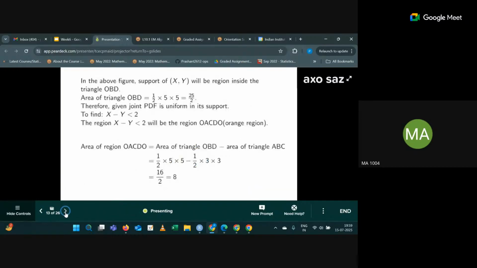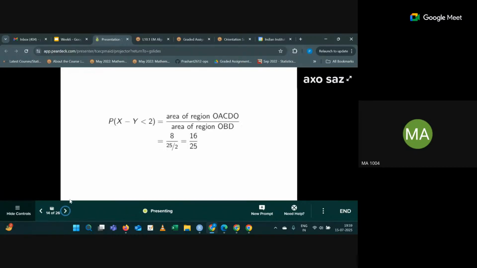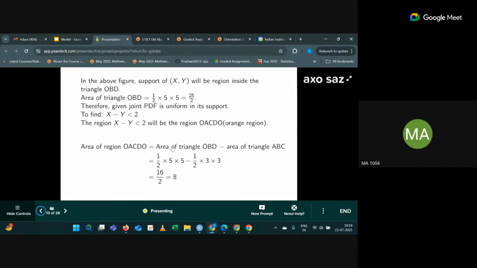Yes, sir. Okay, so this is the way you can see, right? Without integration, you can solve this. 16 by 25 will be the answer. That's whatever we have discussed. Okay? Sir, can you show the solution again? Yeah, this is the solution.